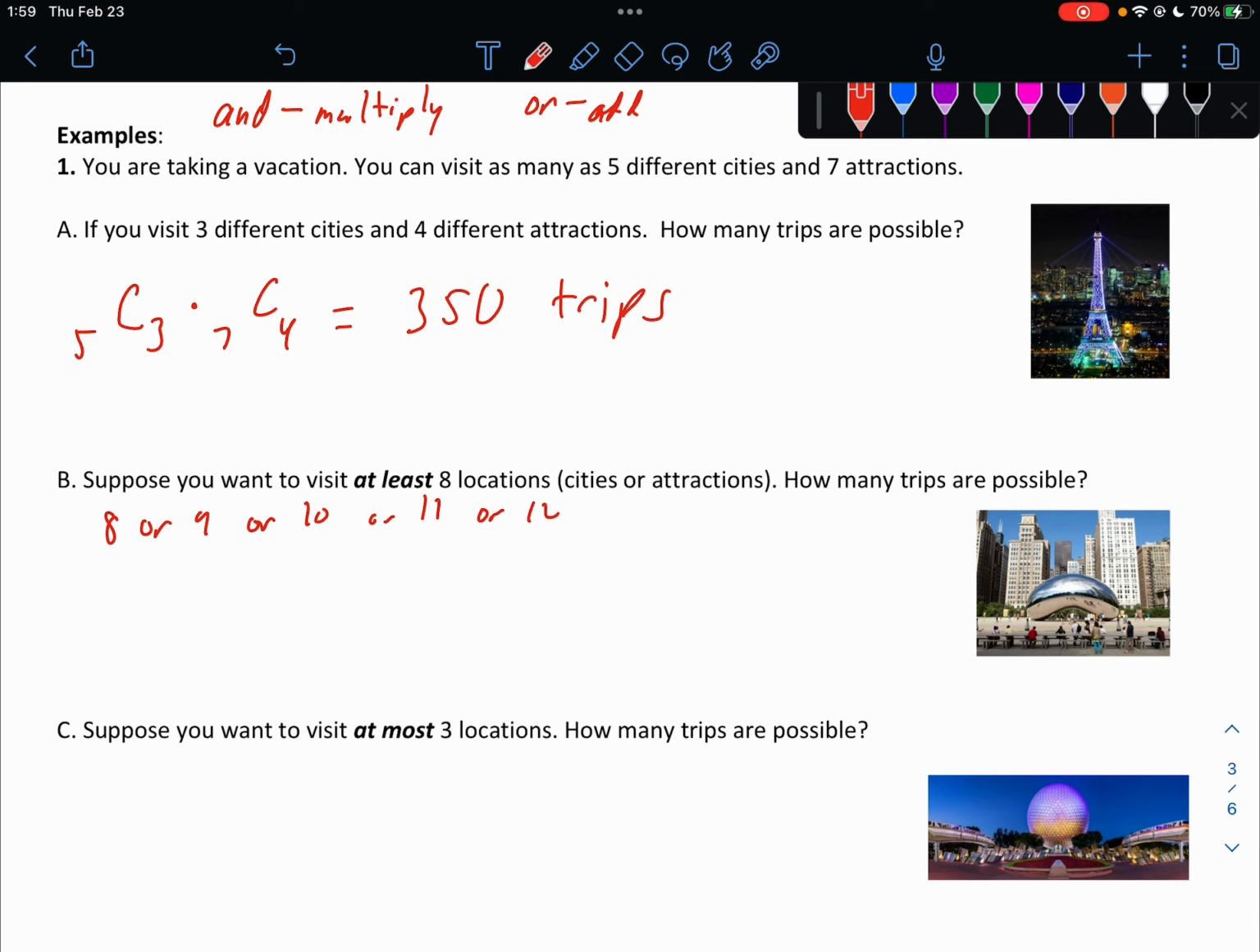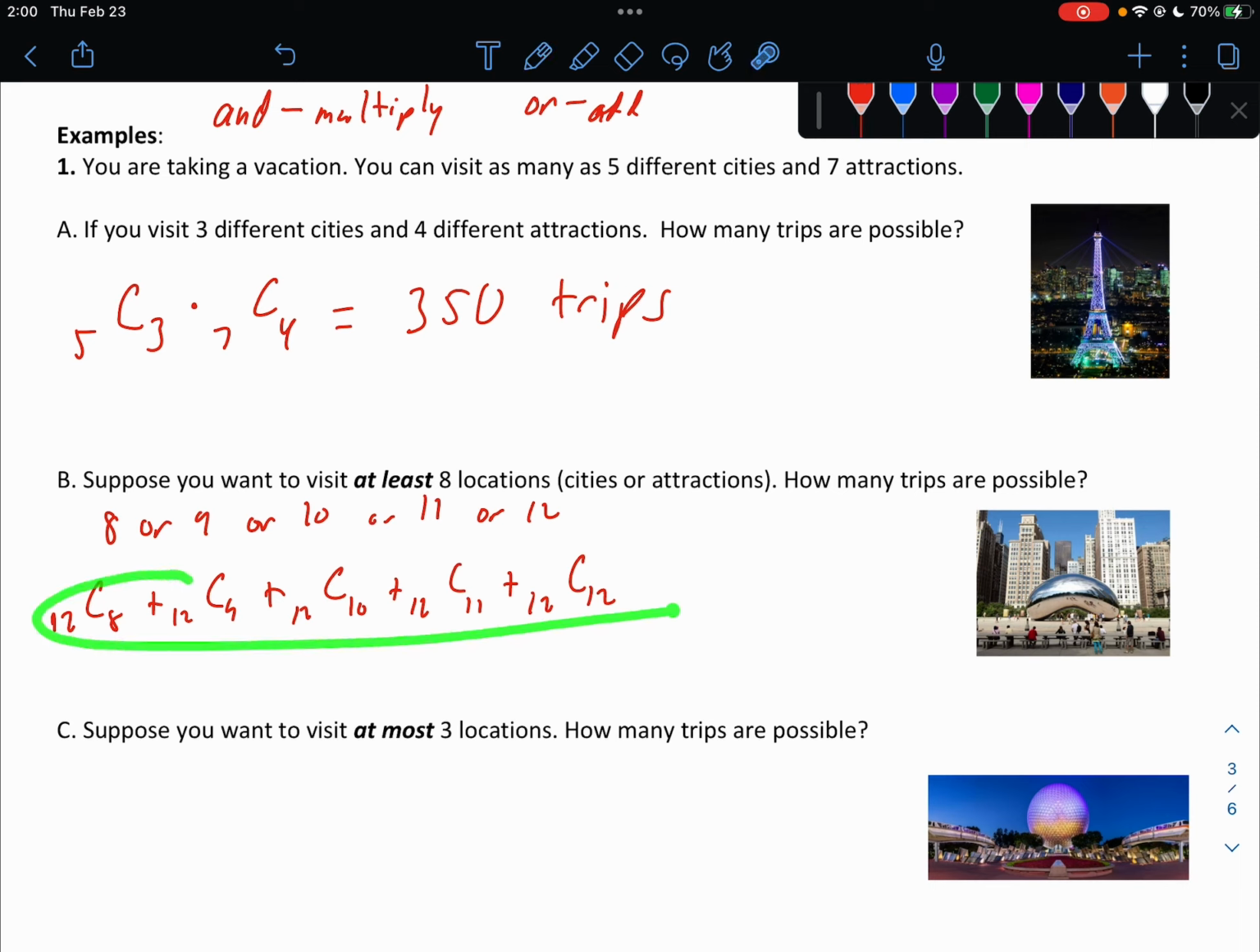So it's going to be 12 choose 8, plus 12 choose 9, plus 12 choose 10, plus 12 choose 11, plus 12 choose 12. All right, so that's going to go in our calculator. You can do them all one at a time and then add them up later, or you can simply do it all in one line. You can basically type that exactly as you see it there. Either way, you should end up with 794 different trips.